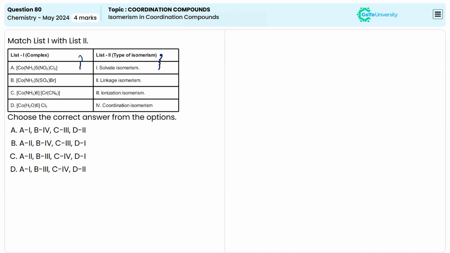Okay, so the first one is [Co(NH3)5(NO2)]Cl2. So here we can see NO2 group is there. NO2 group is an ambidentate ligand, meaning they can connect to the metal atom either through nitrogen or through oxygen. So the first one has ambidentate ligands. Due to the presence of this ambidentate ligand, they can produce linkage isomerism. So here I will write A because they are producing linkage isomerism. The linkage isomerism is arising due to the presence of this ambidentate ligand.